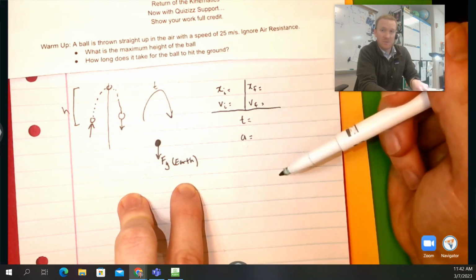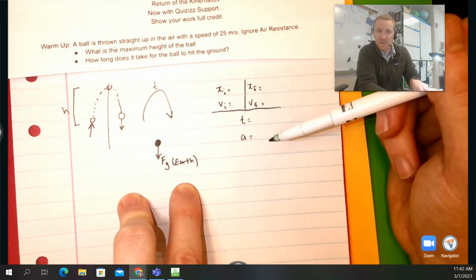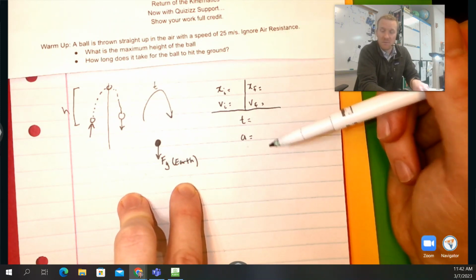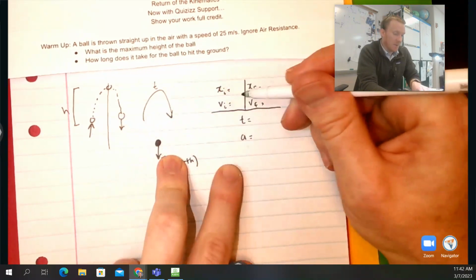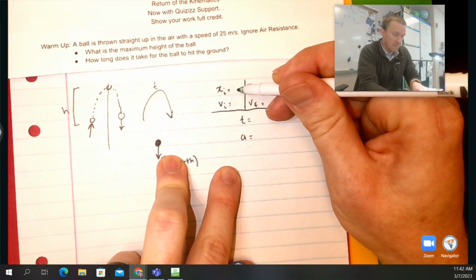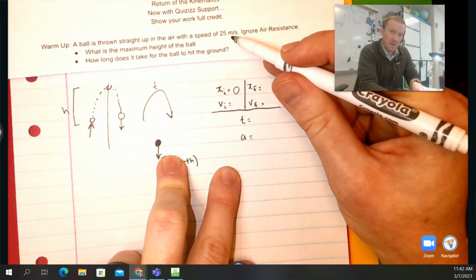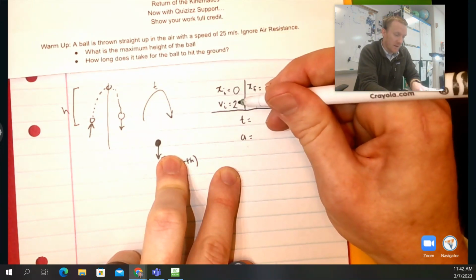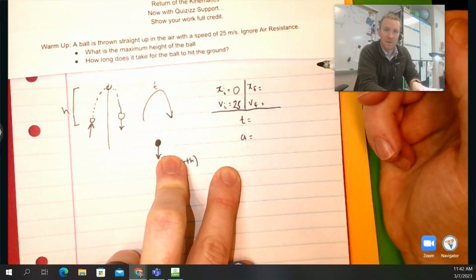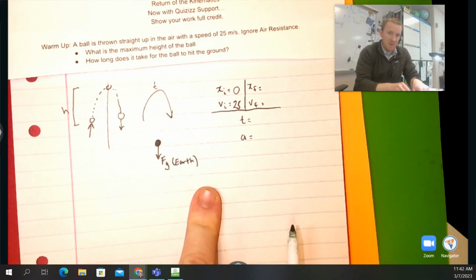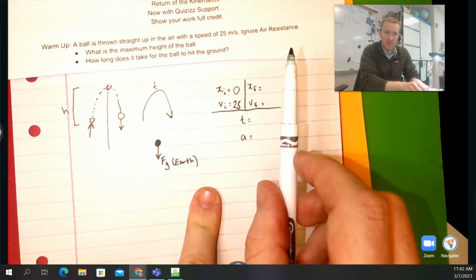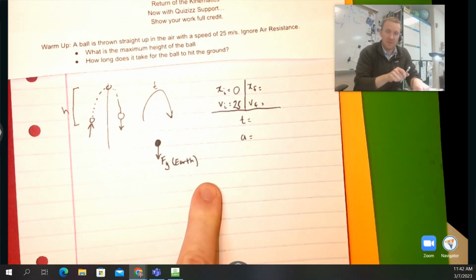Now, when things are just falling, we said the acceleration is 10 meters per second per second. That's kind of our constant. But if we fill in the variables we have, our initial position is 0, initial velocity is 25 meters per second, because our ball is moving upwards. If I assume everything going up is positive, everything going down is the negative direction.